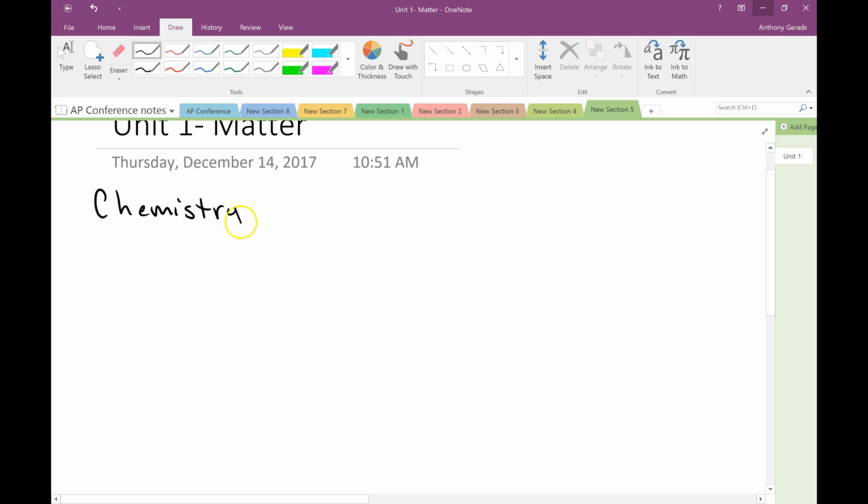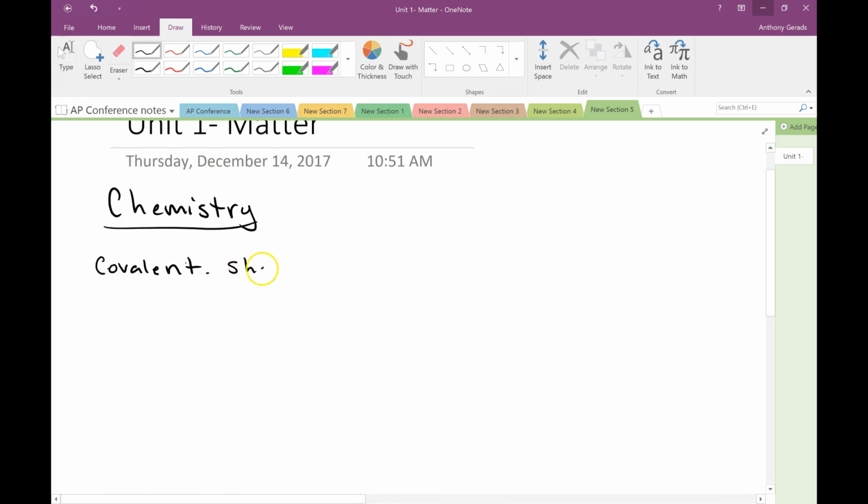My favorite class. Okay. And we've got to talk about the two big types of bonds. The first type of bond we're going to talk about is covalent. And in covalent bonds, what's happening with those electrons? Are they taken? Are they shared? They're shared electrons.